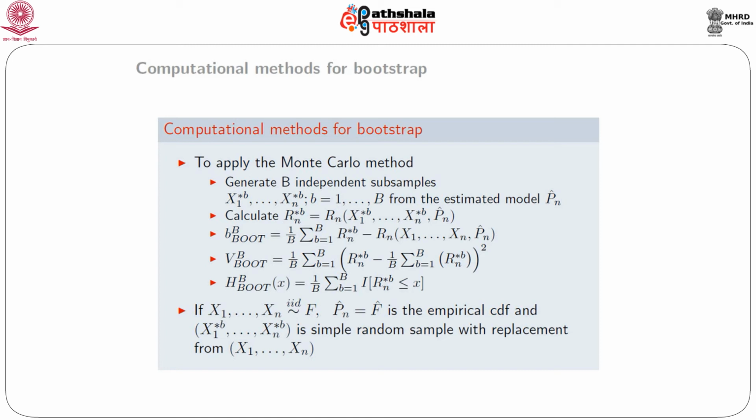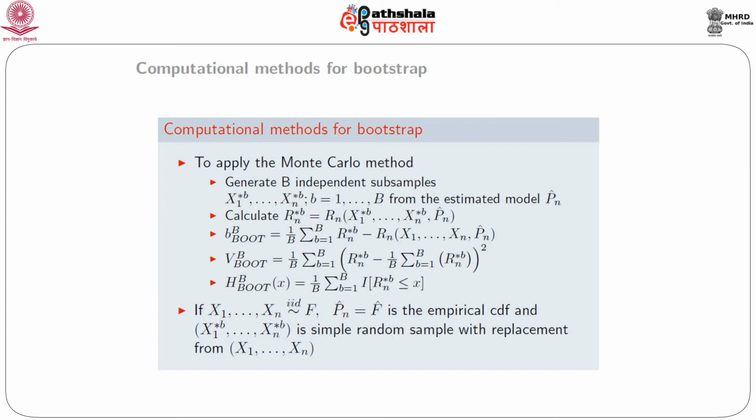Now, based on this, we can compute the bias of the bootstrap based on the B samples as 1 by B summation b runs from 1 to capital B Rn*b minus Rn(x1 to xn, Pn hat). Similarly, the variance of the bootstrap can also be obtained as 1 by B summation b runs from 1 to capital B of Rn*b minus 1 by B summation b runs from 1 to capital B Rn*b, whole square. So, that is the values Rn*b minus the mean of those Rn*b, whole square.